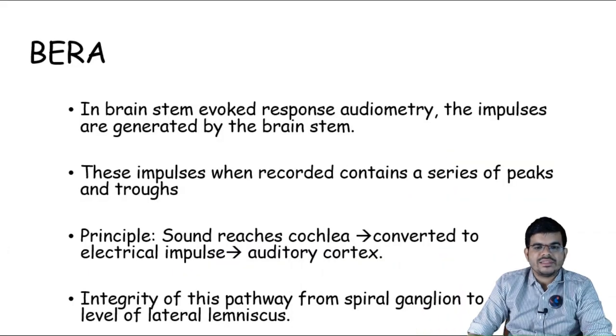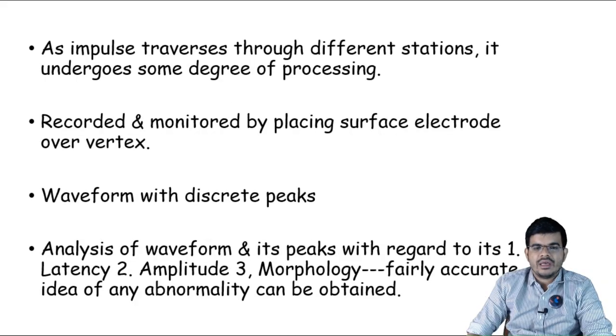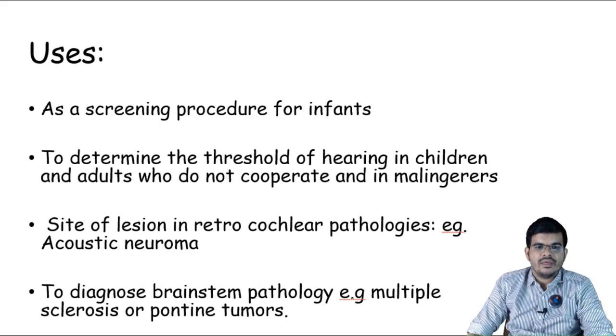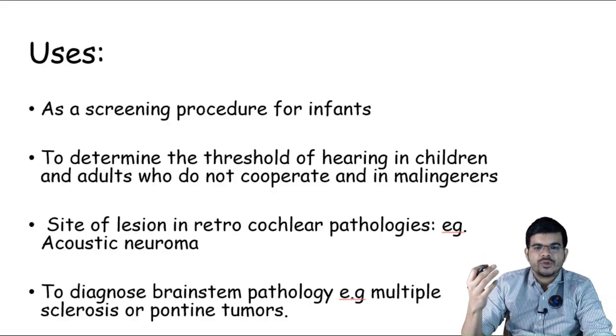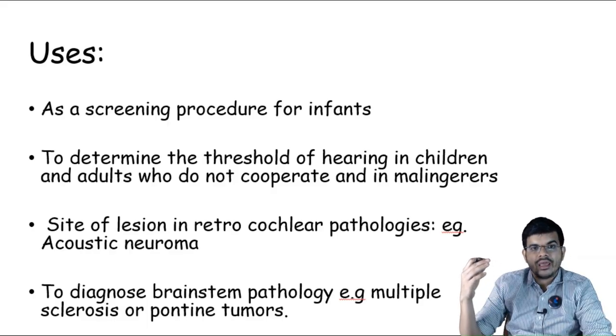Now in brainstem evoked response audiometry, the integrity of the pathway is being checked, and there are waveforms with discrete peaks, and the latency and amplitude of these are used for assessing if there is any abnormality. Now, what are the uses? It can be used as a screening procedure for infants to determine the threshold of hearing in children, and in adults who do not cooperate, because otherwise you could have used a pure tone audiogram. Here hence you will need a BERA, and the site of lesion in retrocochlear pathology can be assessed, and it can also be used for diagnosing brainstem pathology.